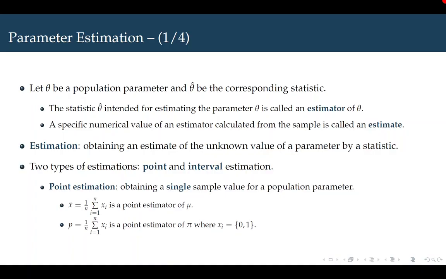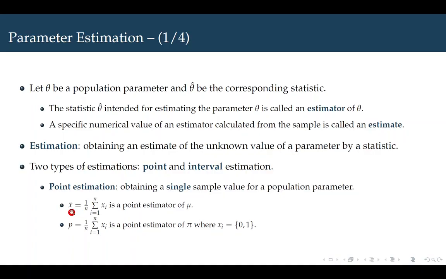And here there are two types of estimation. One is called point estimation, and the other is called interval estimation. In point estimation, we are interested in finding a single sample value for the population parameter of interest. For example, the sample mean is a point estimator of the population mean. So the formula 1 over n times the sum of xi, i running from 1 up to n, is said to be an estimator. And a single sample value obtained from this formula is said to be an estimate.